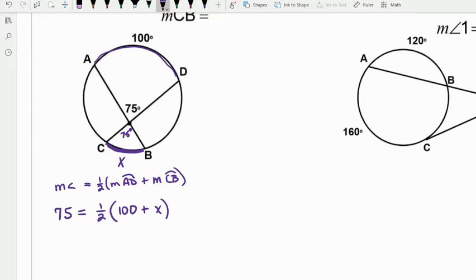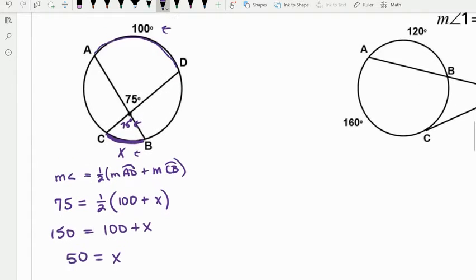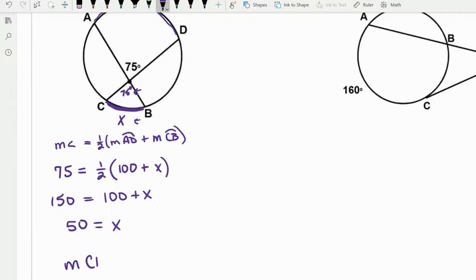The angle is equal to half the sum of the measure of the two arcs. I know one of the arcs. I don't know the other, but I do know the angle, right? So we can plug all those things in. Then it's just solving that equation. I'm going to multiply both sides by 2 to get rid of the 1/2. So that'd make this 150 equals just 100 plus X. And then subtract the 100. So our X would equal 50. So the measure of arc CB is 50 degrees.